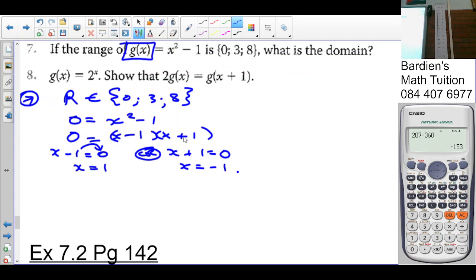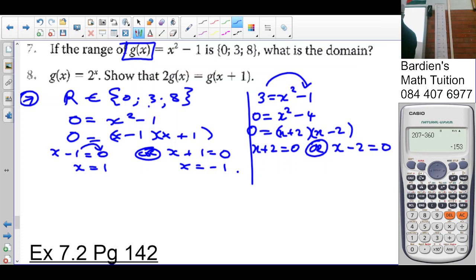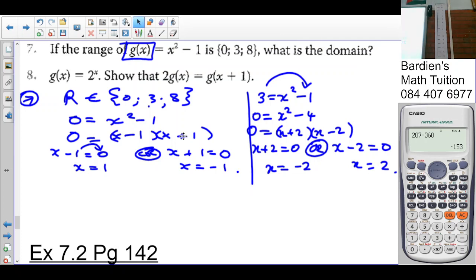Okay. Let's look at the next number now, 3. So 3 equals x squared minus 1. Take it over the equal sign. So 0 is equal to x squared minus 4. Difference of two squares. So what do we get? x plus 2, x minus 2. So x plus 2 is equal to 0, or x minus 2 is equal to 0. So x is equal to minus 2, or x is equal to 2. And I'm sure you know what to do for 8. The answer is plus or minus 3.